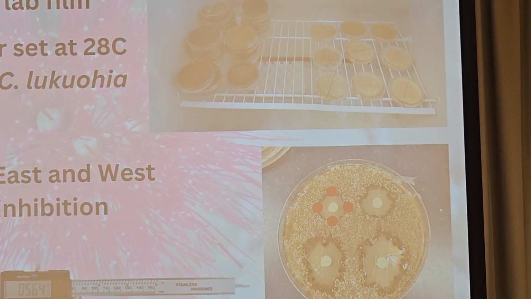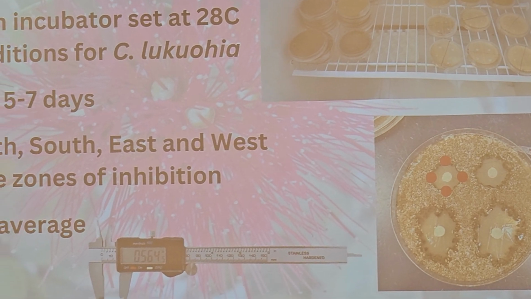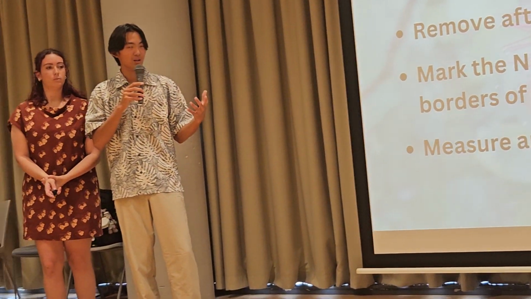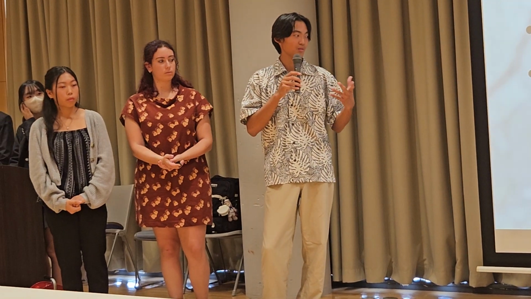We then mark the north, south, east, and west points of the zone of inhibition, and this lets us measure the diameter with a caliper, in order for us to quantify the effect of these extracts.